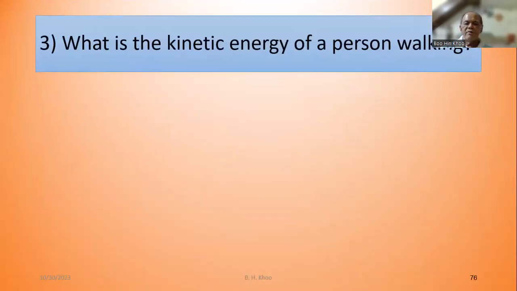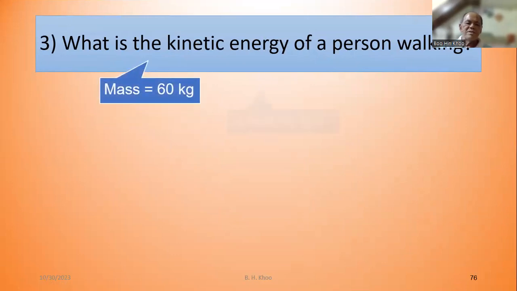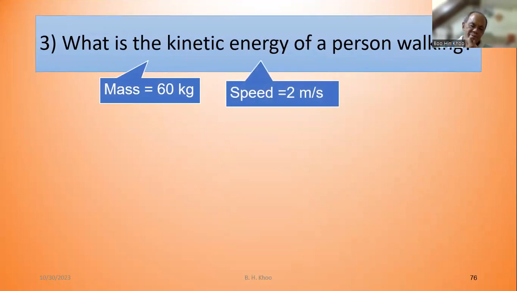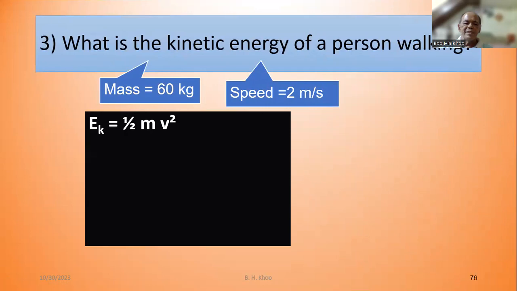What is the kinetic energy of a person walking? Yes, the examiner can ask you that. You can roughly estimate it. Take the mass of the person as 60 kilograms. You can remember that. If not, roughly a speed of 2 meters per second. You calculate it out. About 120 joules.